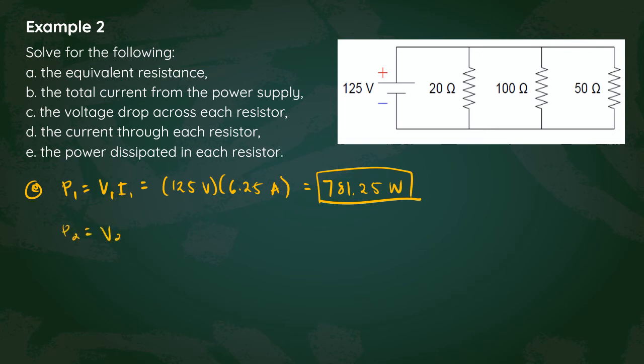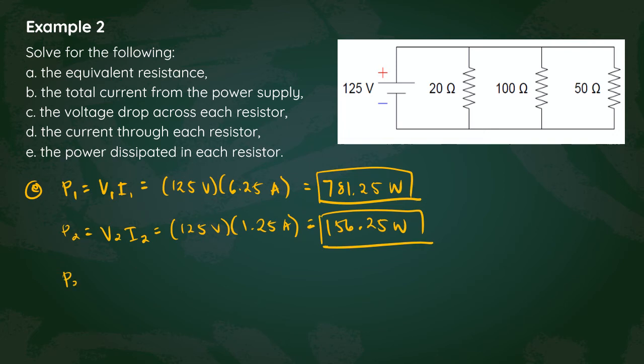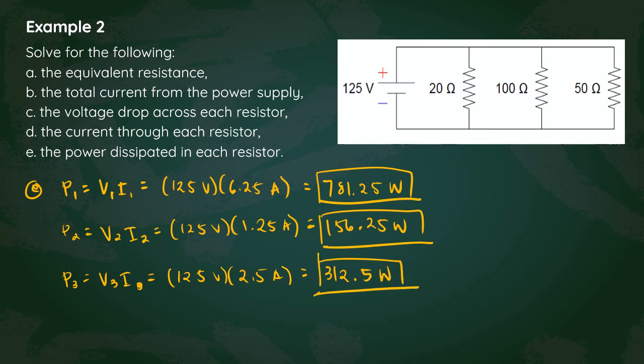For the second resistor, that's V2I2, so 125 volts times the current in the second resistor, which is 1.25 amperes. Then you have 156.25 watts. And the power in resistor 3, which is equal to V3I3, you have 125 volts times 2.5 amperes. That will be 312.5 watts. All right. So these are the power dissipated in each of your resistors.